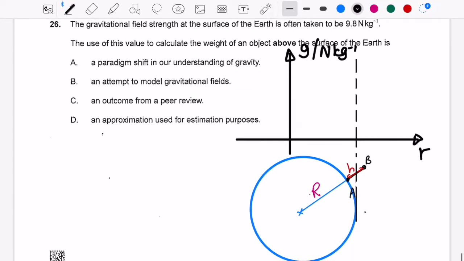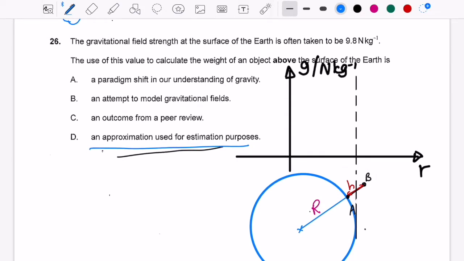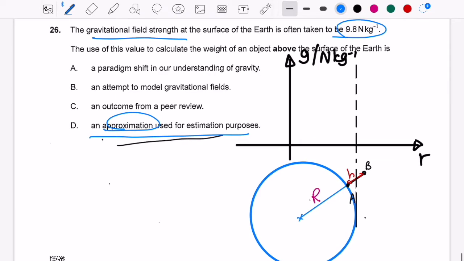Let's think about answer D. Answer D says gravitational field strength, taking 9.81 as an approximation. Is it true? Actually, how does gravitational field strength change with the distance from the center of the earth? The graph looks like this.